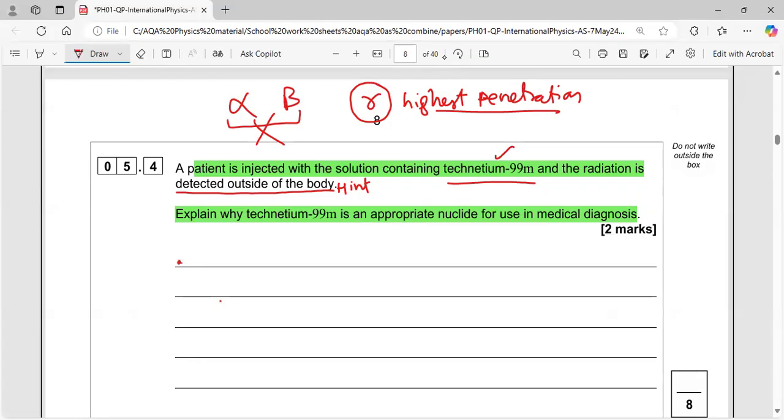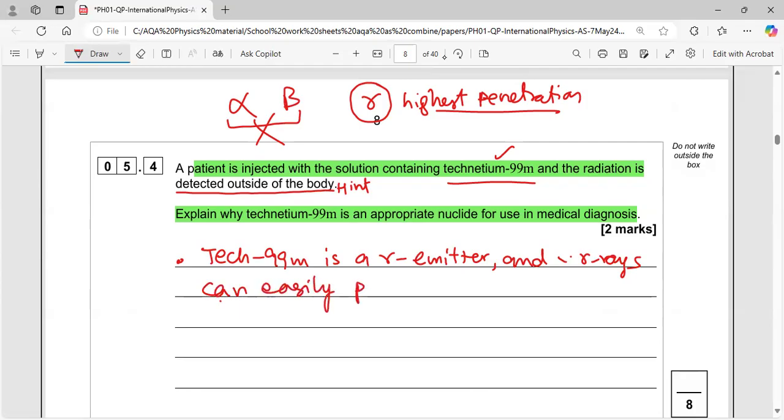Okay, so the main reason, if we write the answer, we will say that technetium-99m is a gamma emitter, and gamma rays can easily penetrate out of the body or come out of the body for detection. Okay, so this is the first thing.